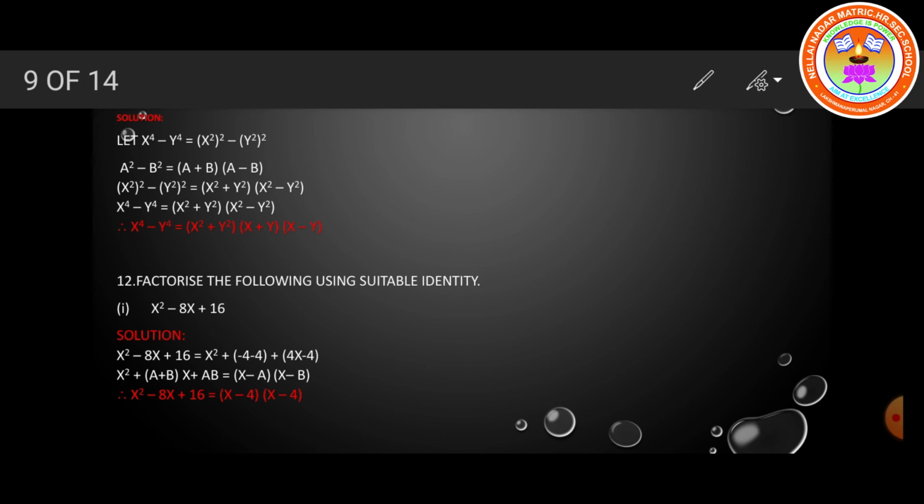x square minus 8x plus 16 is equal to (x minus 4) into (x minus 4). Using the identity x square plus (a plus b)x plus ab, here a plus b is minus 8 and ab is 16, so it is x minus 4 into x minus 4.